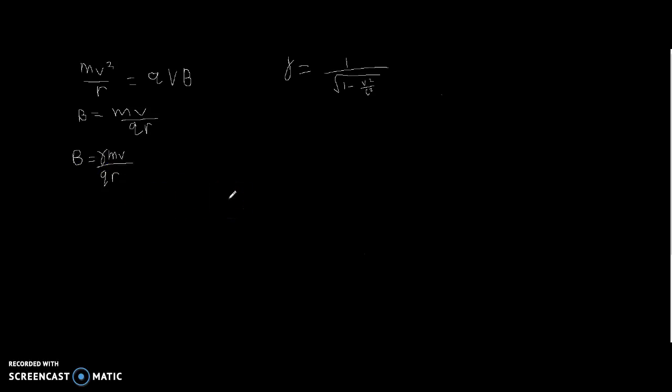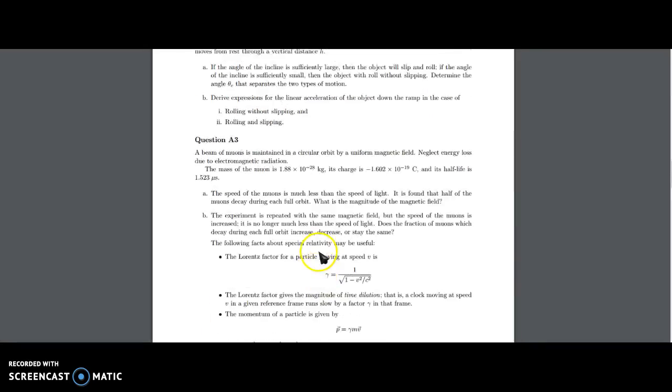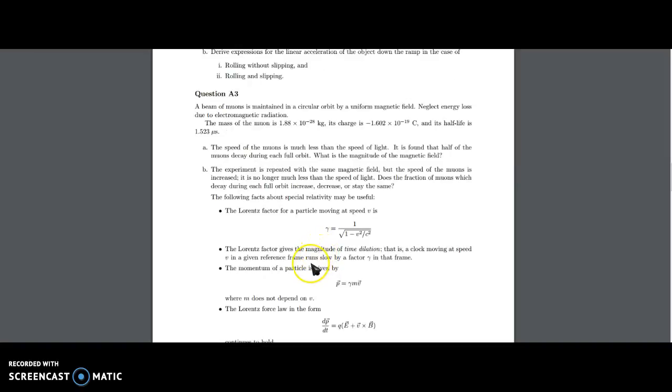So at this point, you may be wondering, in this problem, nowhere does it mention what r is, and nowhere does it mention what v is.